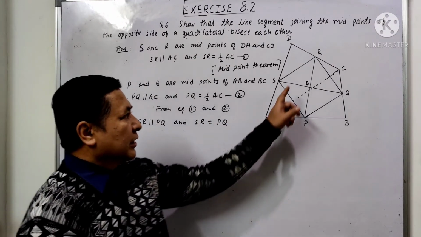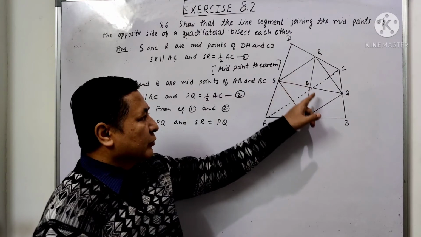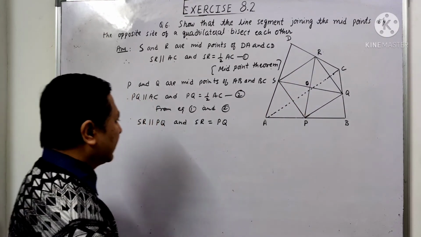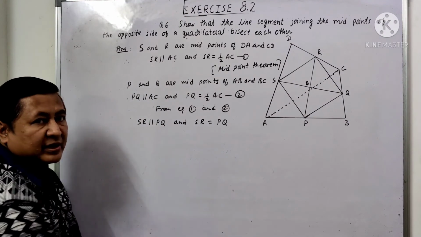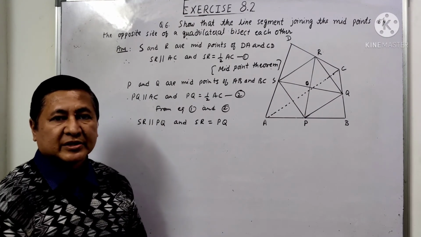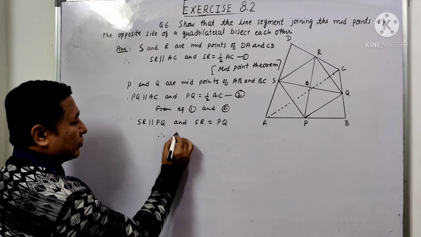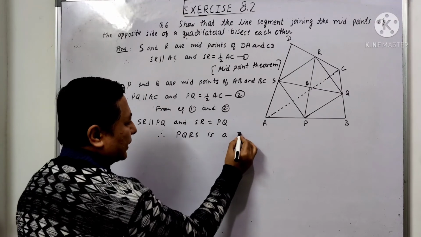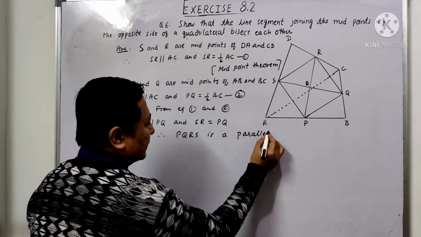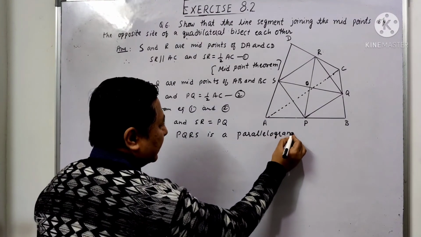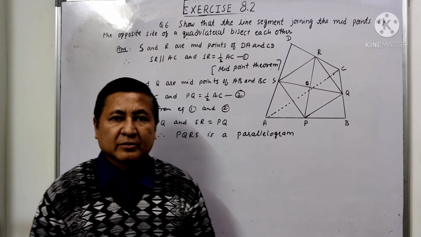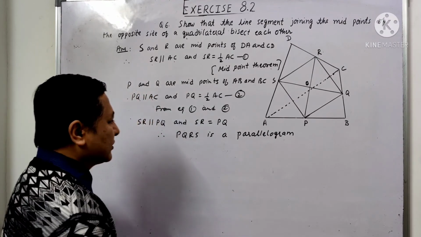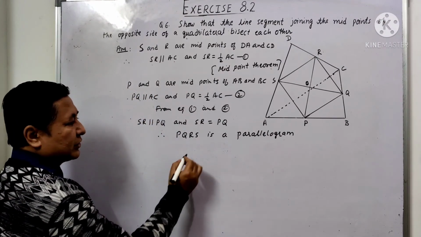Now in a quadrilateral, if a pair of opposite sides is parallel and equal also, we have SR parallel to PQ and SR equal to PQ. So we can say it is a parallelogram. Therefore PQRS is a parallelogram, and the reason is that a quadrilateral is a parallelogram if a pair of opposite sides is equal as well as parallel. So now we have proved that PQRS is a parallelogram.